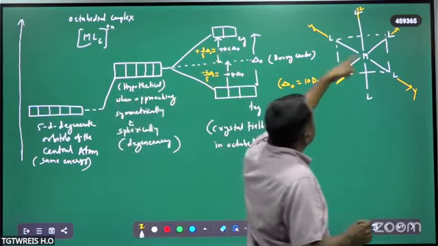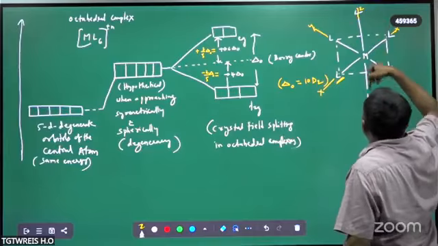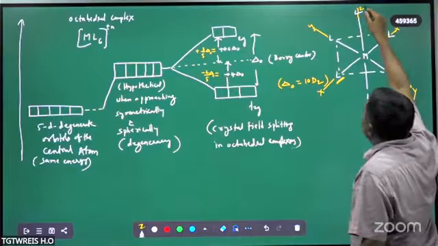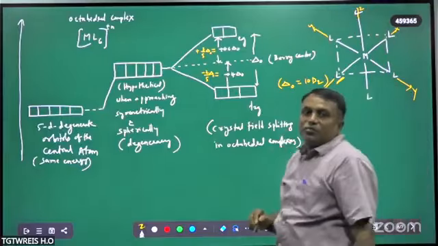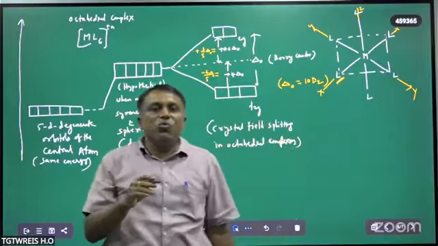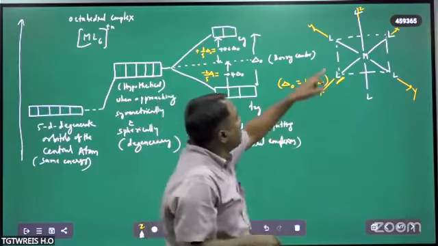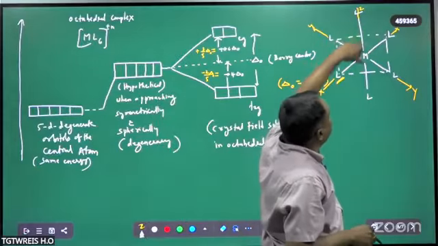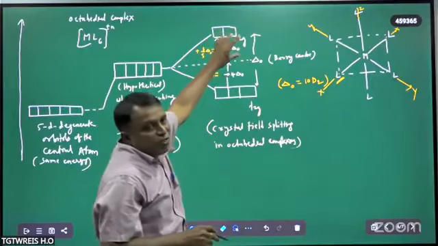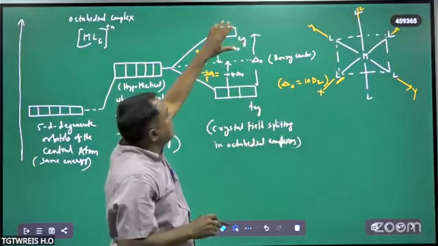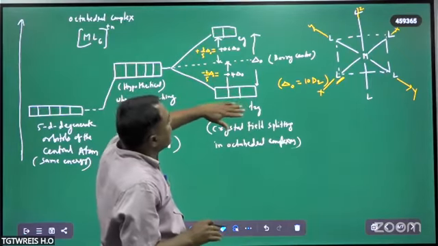This is the z-axis. On the z-axis you have two ligands, and the d orbital oriented along the z-axis is dz2. There will be a repulsion between them, so their energy also increases. Therefore the eg set of orbitals has higher energy in octahedral complexes compared to the t2g orbitals, because the t2g orbitals are what now?